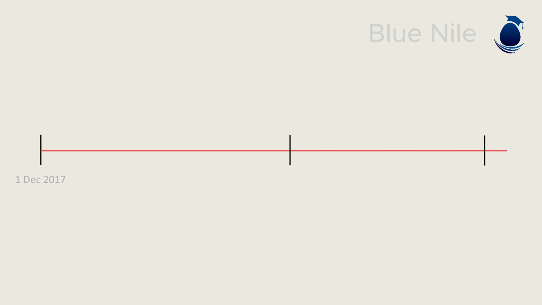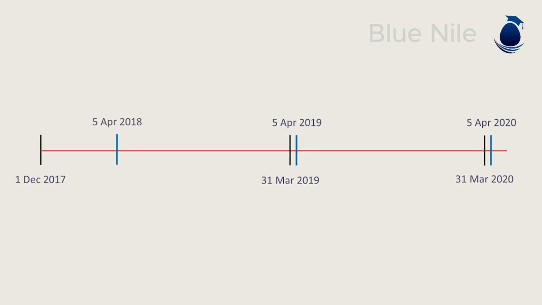Black lines to show the 1st of December 2017 as the start date, the 31st of March 2019 as the end of accounting period 1, and the 31st of March 2020 as the end of accounting period 2. Blue lines to show the tax year ends 5th of April 2018, 19 and 20. Note here that with a March year end, the accounting period and tax dates are effectively the same, as we ignore the 5 days of April.